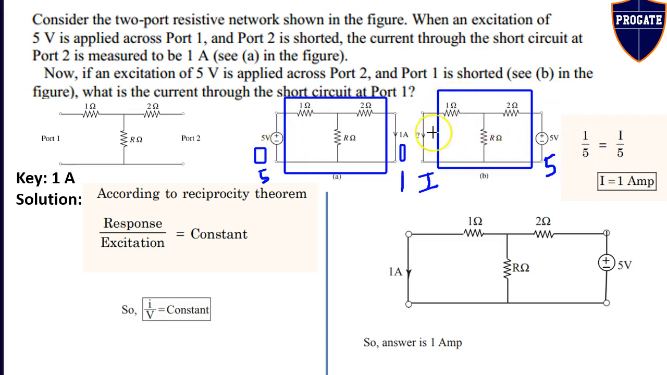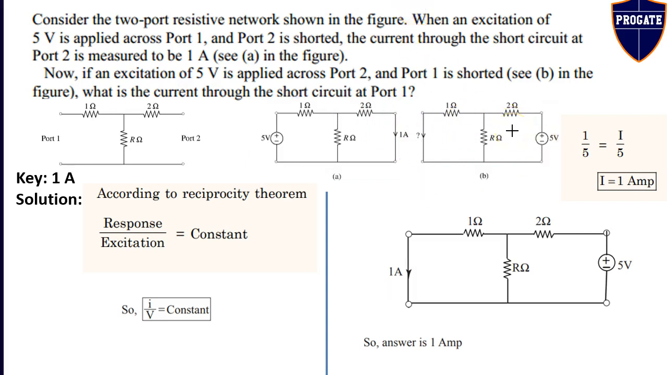Now applying the reciprocity theorem to figure B: the response is the short circuit current at port 1, which is I, and we have to find the I value. The excitation is the 5 volt voltage source at port 2, so I by 5 equals 1 by 5. So we get I equal to 1 ampere. Just by applying the reciprocity theorem, we can solve such problems without actually applying nodal analysis or mesh analysis. This problem can also be solved using nodal analysis or mesh analysis, but it takes 5 minutes. This is the shortcut.